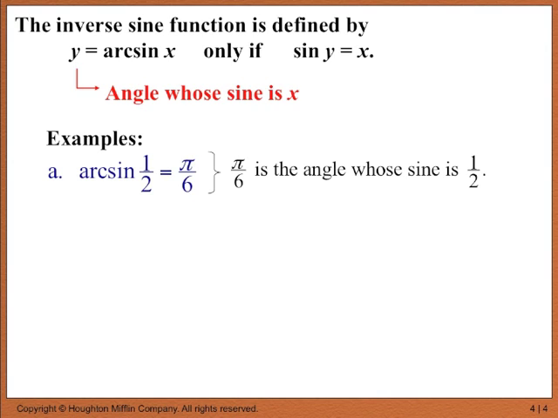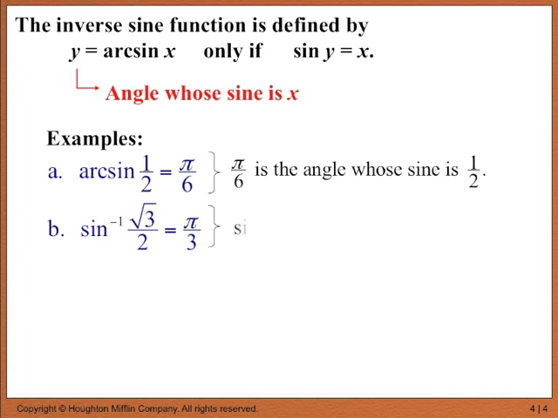because pi over 6 is the angle whose sine is 1/2. In terms of the unit circle, pi over 6 is the angle whose corresponding point on the unit circle has a y-coordinate of 1/2. And you can clearly see that on your unit circle. Look for the pi over 6 piece. Look for the point on the unit circle that corresponds to that pi over 6 piece. Look at the x and y coordinates of that point, and you'll see that the y-coordinate is 1/2.